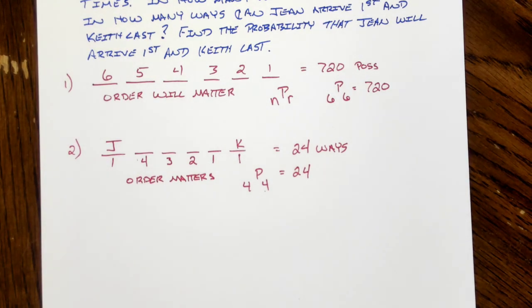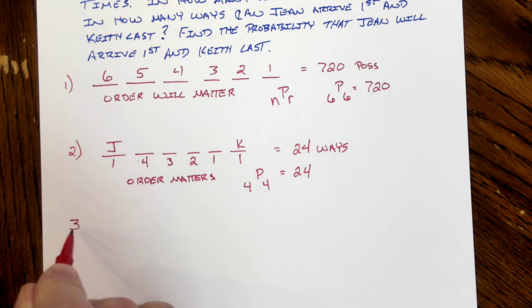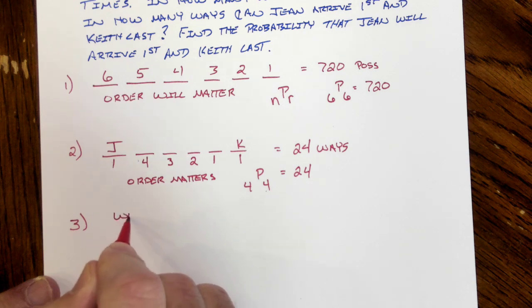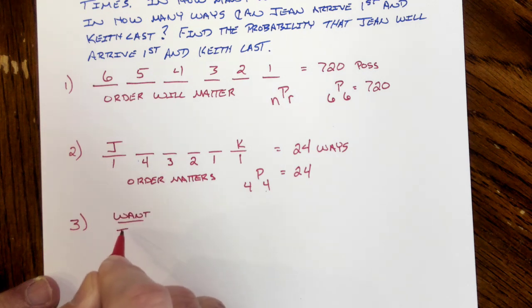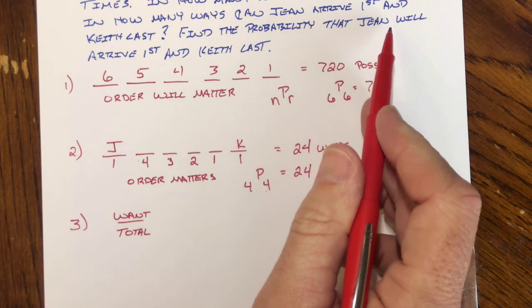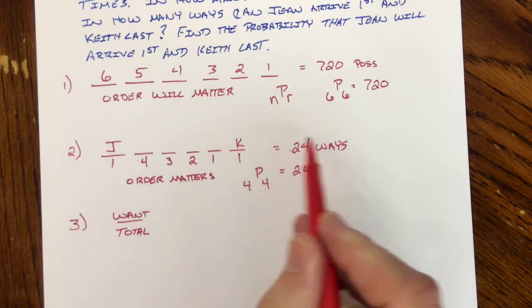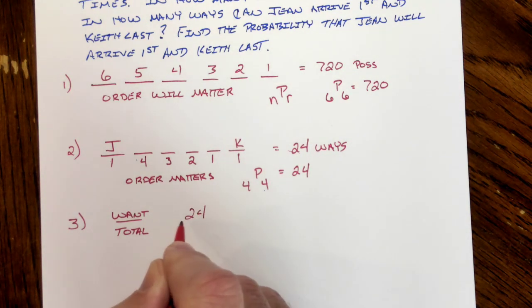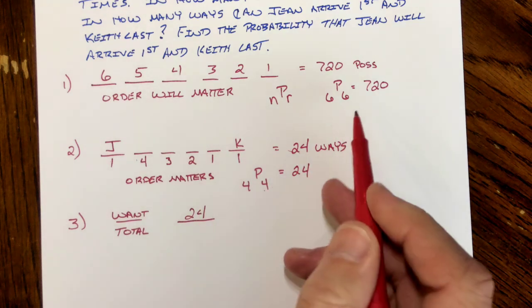So now our probability. As we know, probability is what we want over a total. So let's look in. What do we want? Question number 3: probability Jean first, Keith last. So there's what we want. There's 24 ways Jean can happen first, Keith can happen last, out of how many possible ways can all these people arrive?